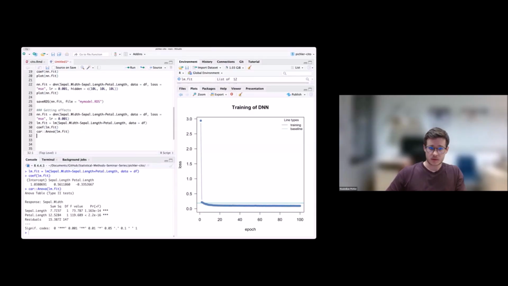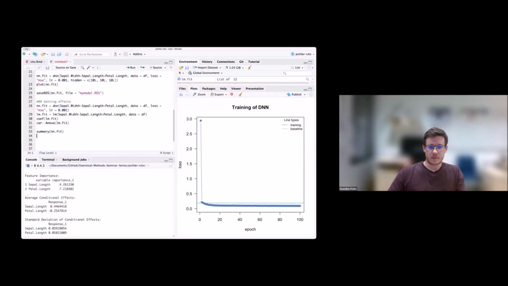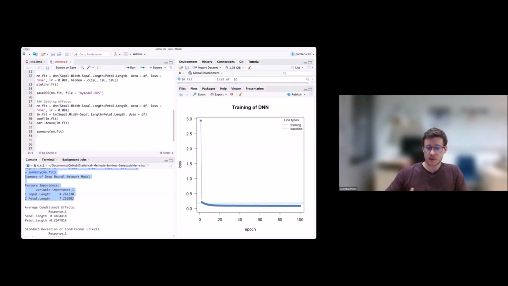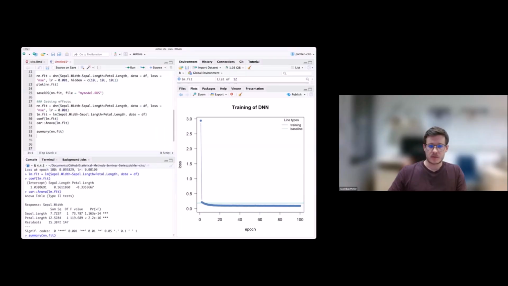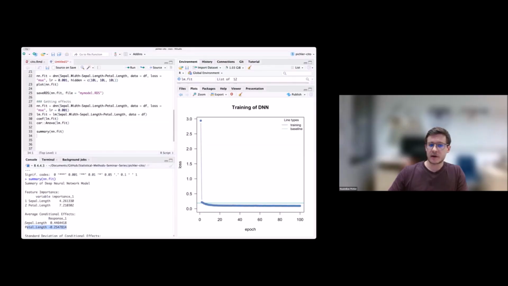And we can compare these two outputs now to our neural network. So we're going to run also here the summary function. Then first we have here this feature importance. This is the permutation importance. And the interpretation again is similar to the ANOVA outputs. We see that petal length has a higher importance, so explaining more variance than sepal length. And if we look at the effects, so again, these average conditional effects are an approximation of linear effects. We see that sepal length has a positive effect and petal length has a negative effect. And maybe let's compare this to these two effects here from the linear model. Here also we see that sepal length has a positive effect and petal length has a negative effect. And you see that these effects are very similar.